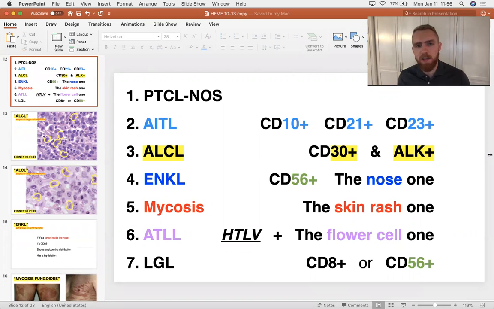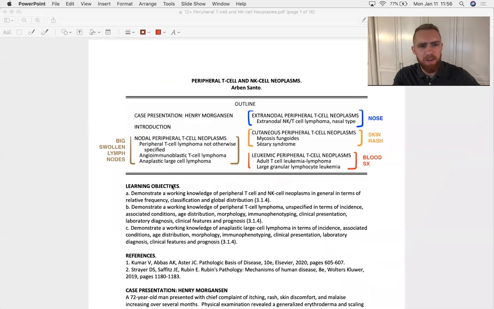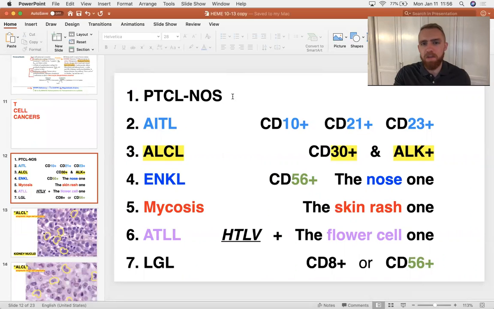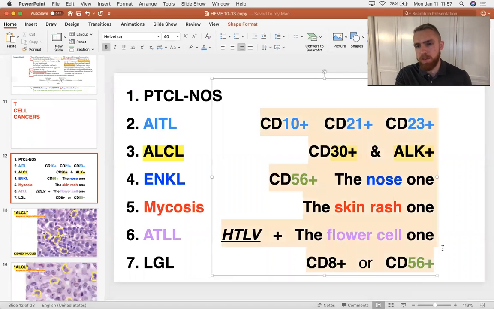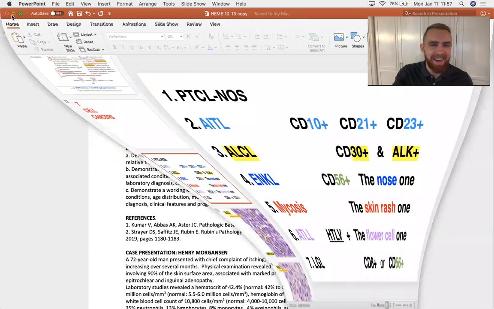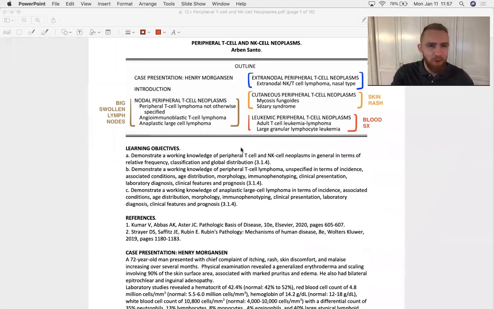PCTL-NOS, the NOS stands for something like no other symptoms, or what does that stand for? Not otherwise specified, right? So that's the one that you're going to fall back on if you can't put a label on whatever you're seeing. If there's no specific blood markers, then you're going to fall back on primary T cell lymphoma, not otherwise specified. I can never remember that.